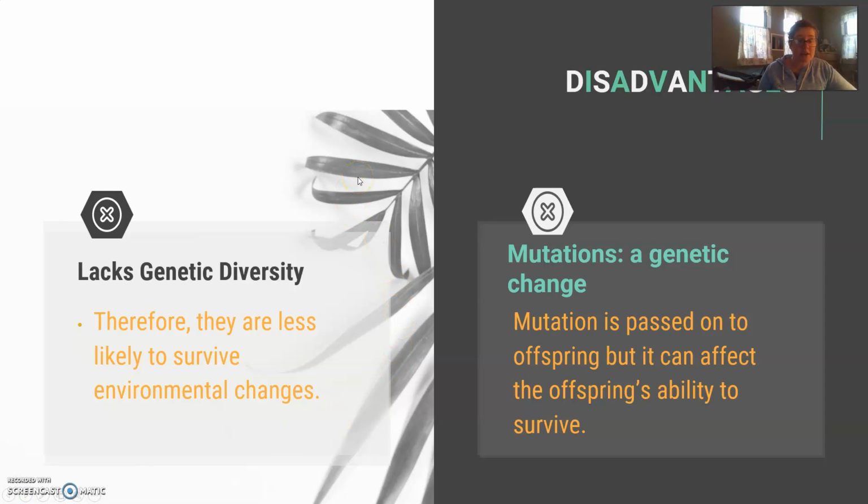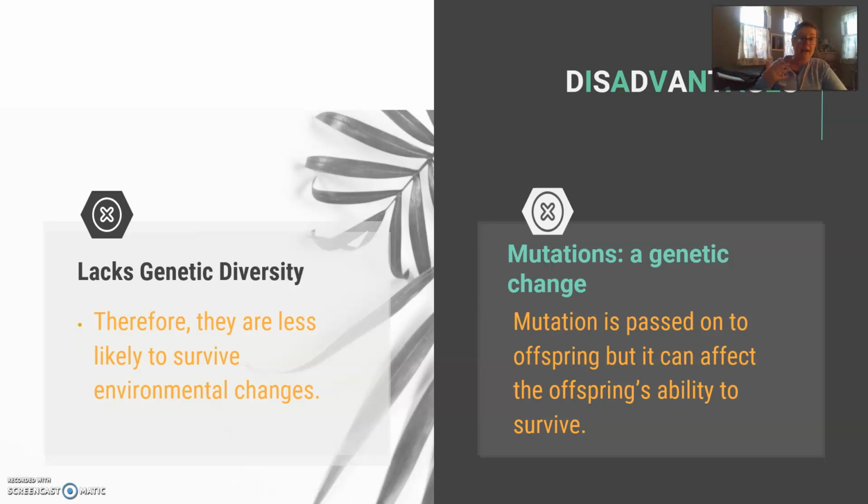Some disadvantages of asexual reproduction. The big one, lacks genetic diversity. Remember, genetic diversity is the differences of traits and characteristics between organisms that allow species to survive and adapt to that environment more so. But they're not able to do that because they're going to be genetic copies from the parents. So it's the same organism basically over and over and over again. There's no differences. There's no changes.